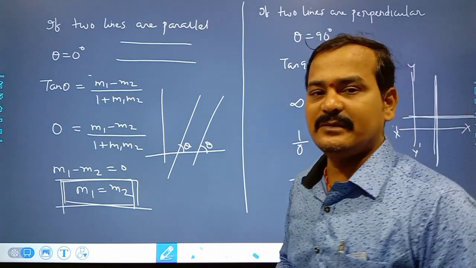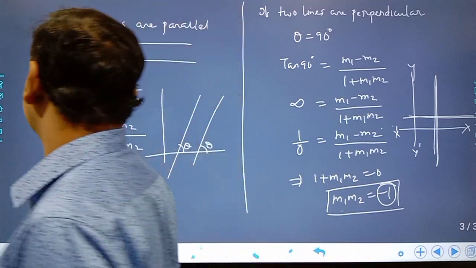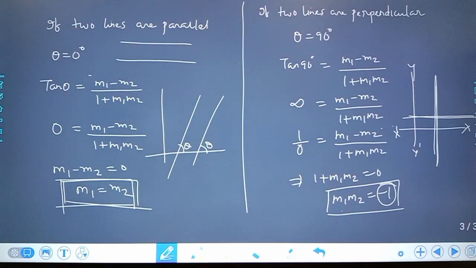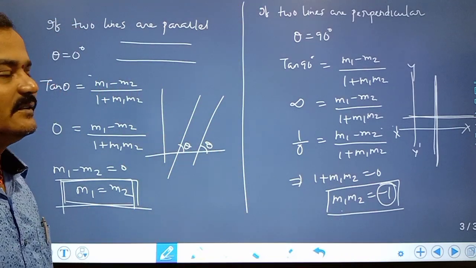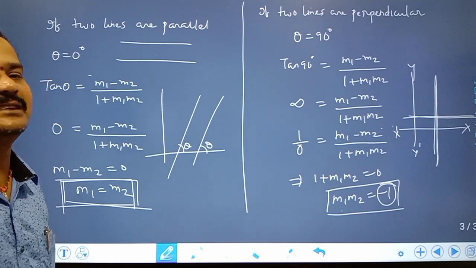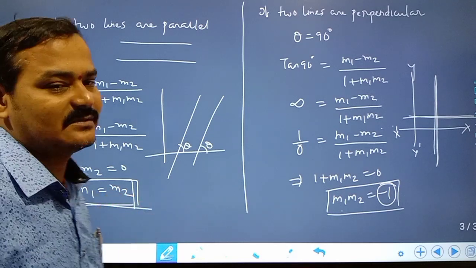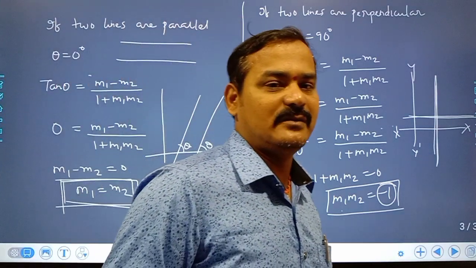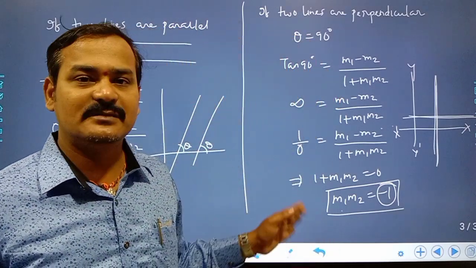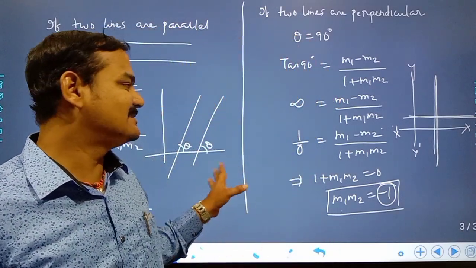Next, the angle between two lines whose slopes are given. If two lines are parallel, what is the condition? If two lines are perpendicular, what is the condition? This is the complete concept related to the slope of a line. So up to this concept, the total concept of the first exercise is completed.